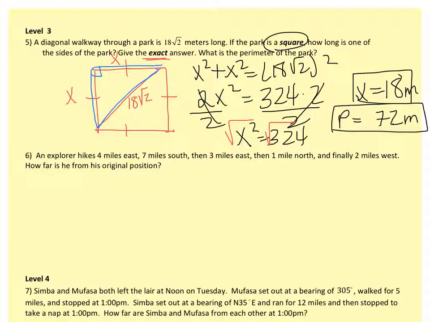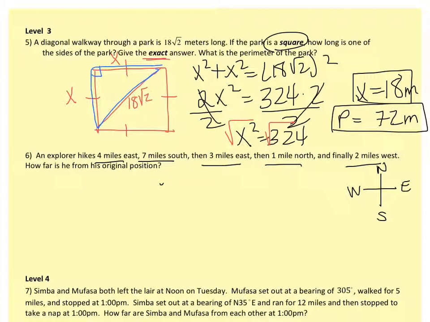Now number 6: an explorer hikes 4 miles east, 7 miles south, 3 miles east, 1 mile north, and finally 2 miles west. How far is he from his original position? So here's where a great time is to draw a picture. I'm going to go ahead and draw the cardinal directions: north, east, south, and west. So I'm going to start down here. If I'm going to hike 4 miles east, I'm going to start out this way. Whoops, you know what? I'm going to start up above since we're heading south.